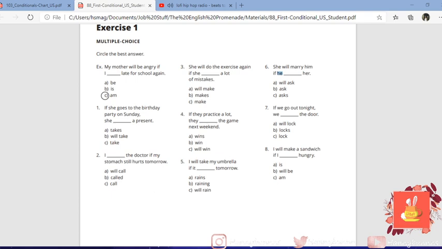While Jean is writing, I'll go over the answers. Everyone got 100%. So I'll go ahead and give you guys the answers. Number one, if she goes to the birthday party on Sunday, she will take a present. That's actually kind of weird to say. She will take a present. Is that British? Huh. I think what they should say is she will bring a present. That's very strange.